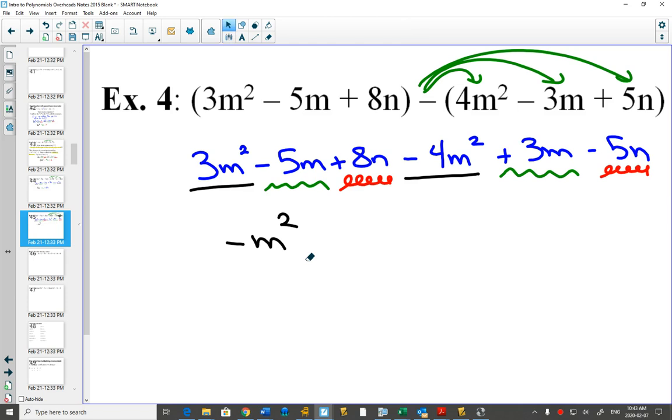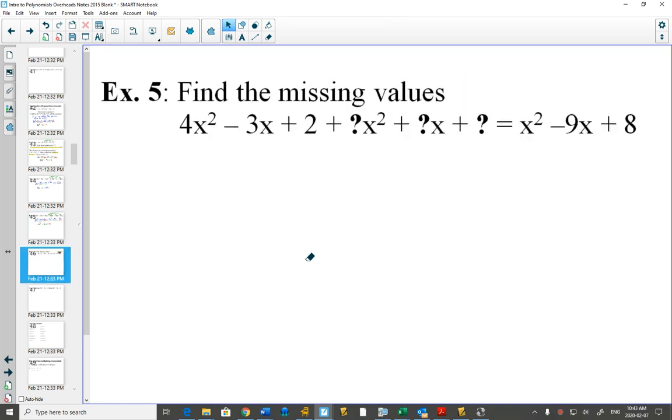Negative 1. Minus 5 plus 3? Negative 2. And finally, you're at 8 and you subtract 5. You're at 3. So, right? There's an equal sign here, so we have the answer. Okay? Again, whenever we're doing like terms, we would start by underlining like terms.